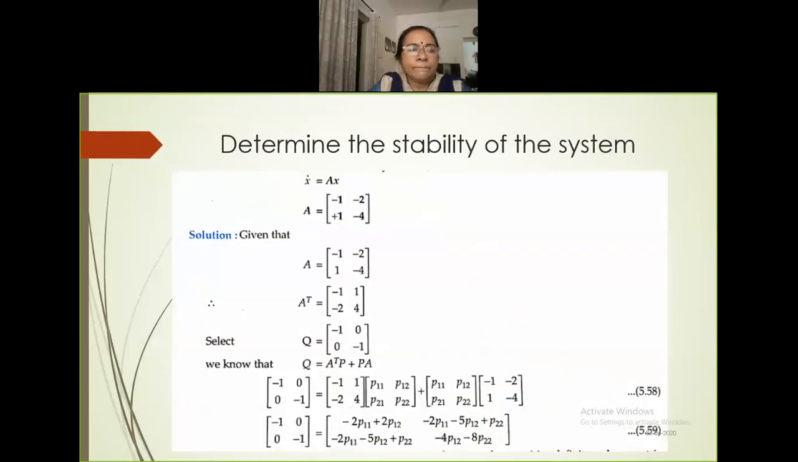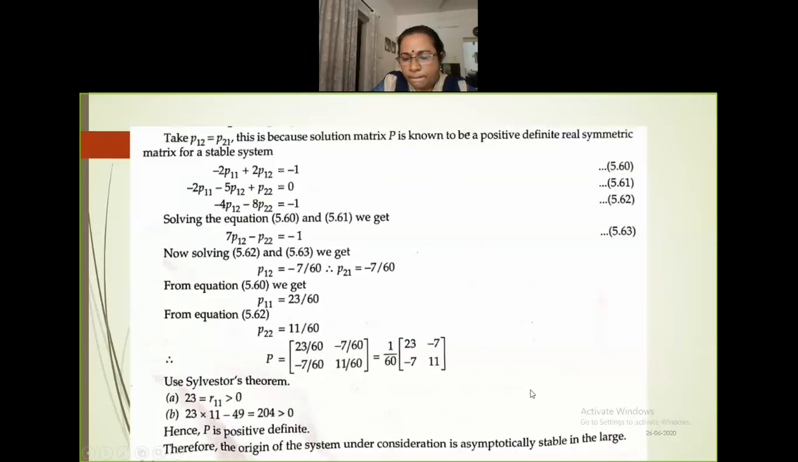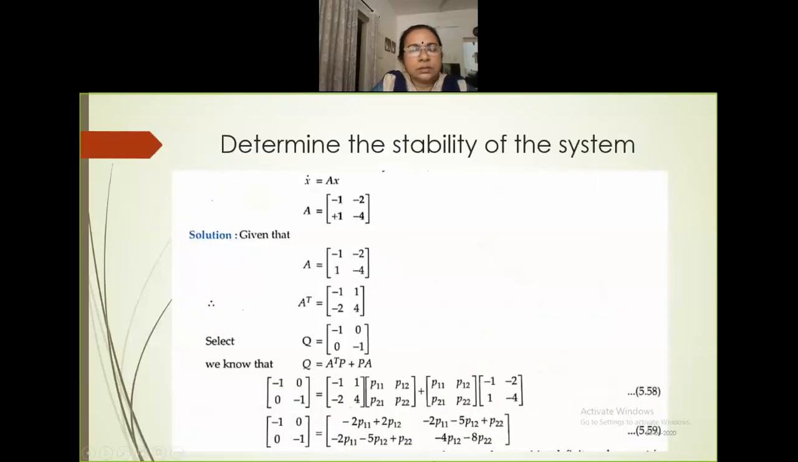Now we need to find out what is Q. First of all, you will assume Q is equal to minus the unity matrix. Take the negative value. Okay. We know that Q is equal to A transpose P plus PA. A is given to you, find A transpose. Then just equate this one.